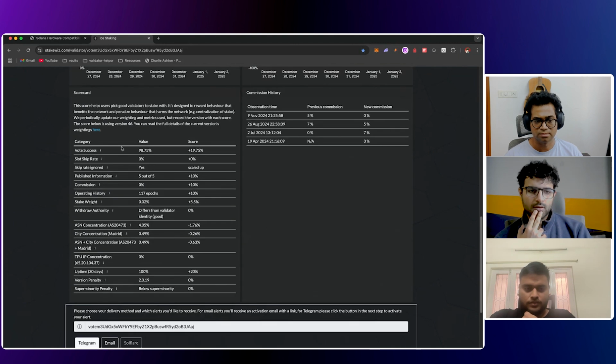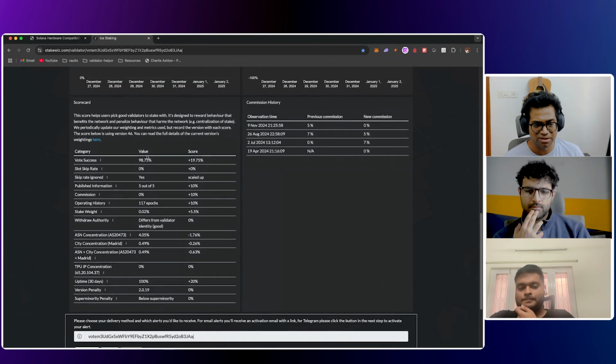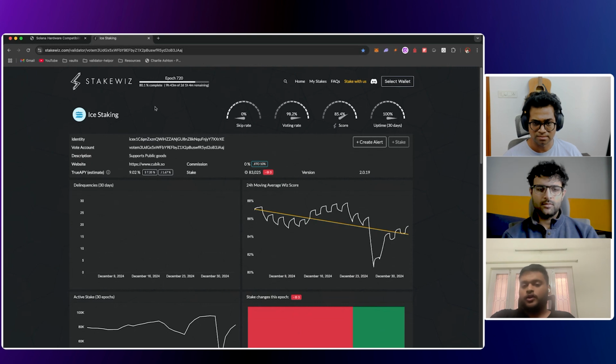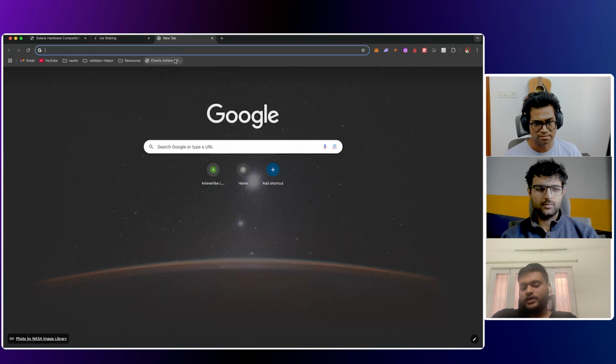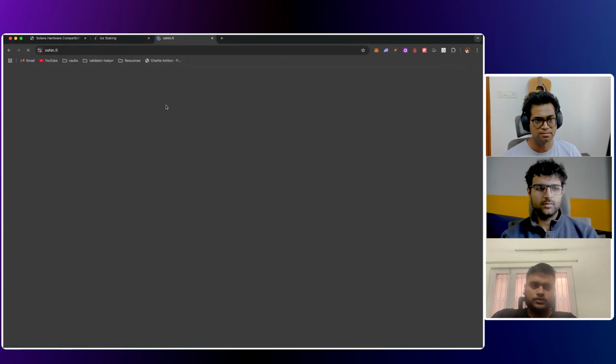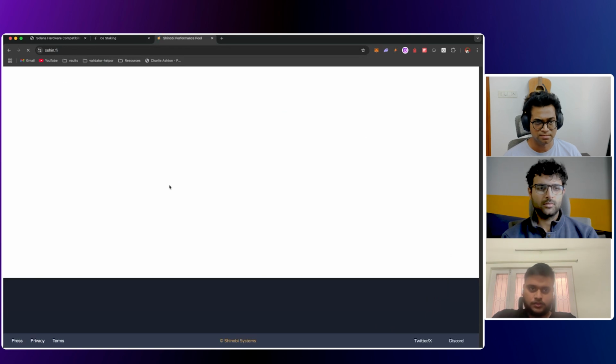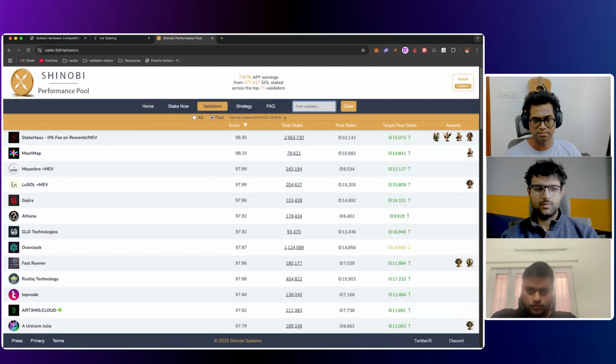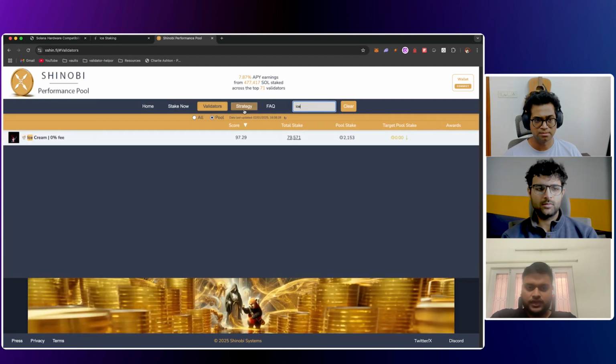Why is this score important, or what role does it play? It's not important, to say. It doesn't help you get stake in any form. It's just a general tracker of how much your node performance has improved over time. I can show you something else as well. Shinobi has this performance pool, where they actively track all the validators' performance, and you can see all the metrics they are tracking.